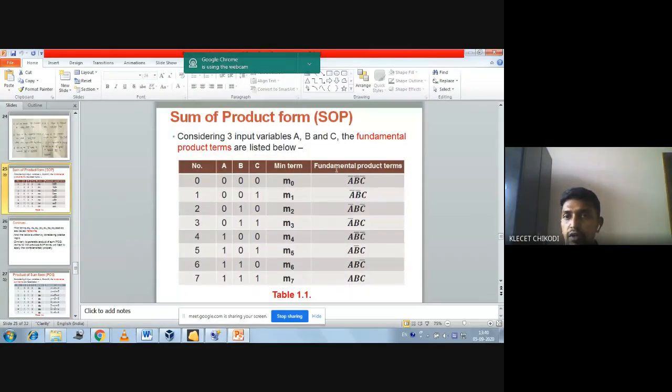Again here you can see that in the SOP term, these are the individual terms consisting of dot symbol. Since I have not mentioned dot here, you have to take that dot as imaginary here. So these are the dot functions here. A bar dot B bar dot C bar, like that. Okay. So here SOP and POS.